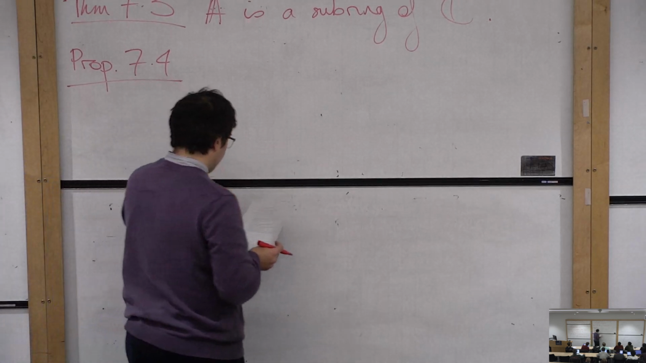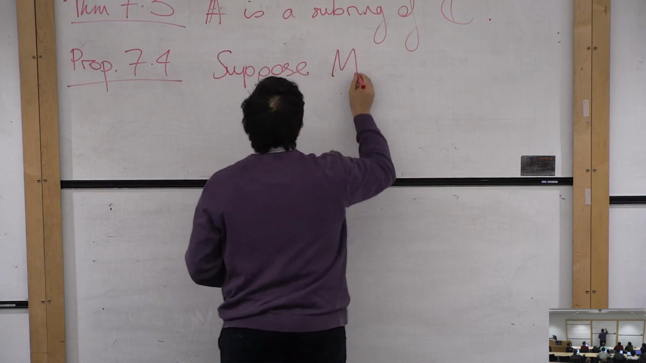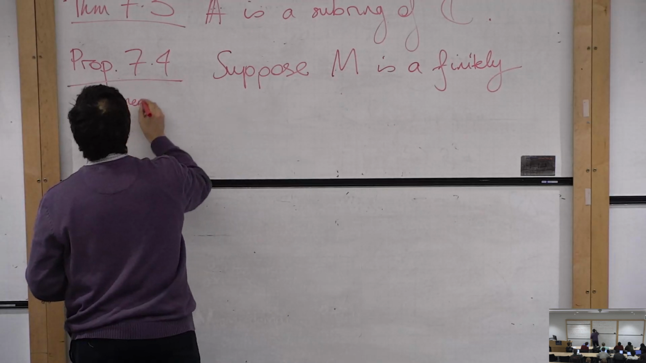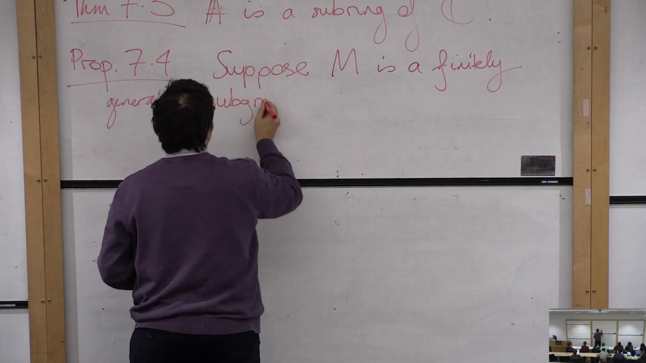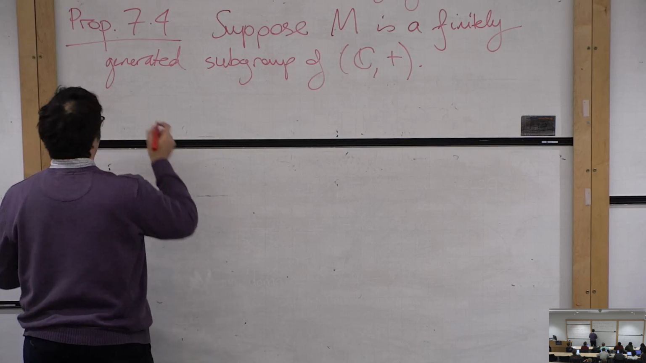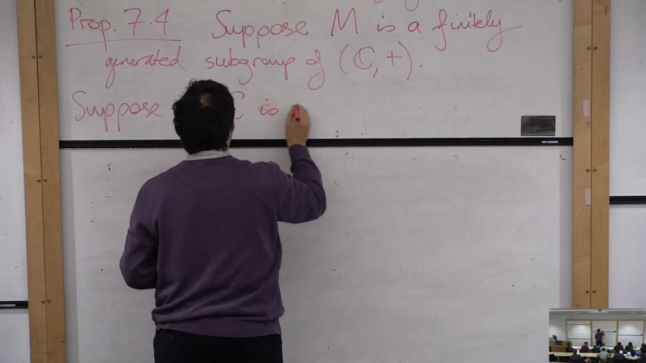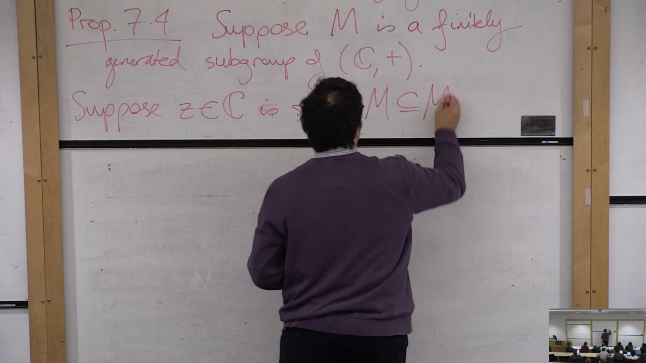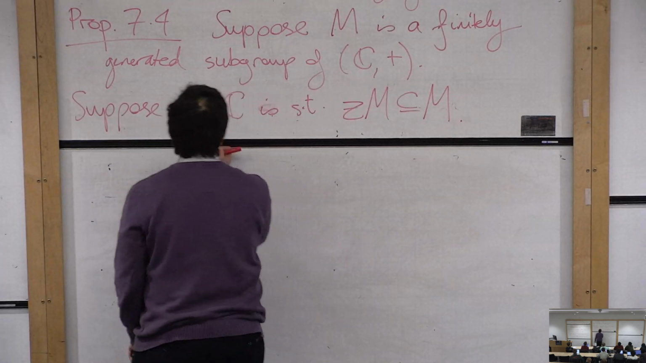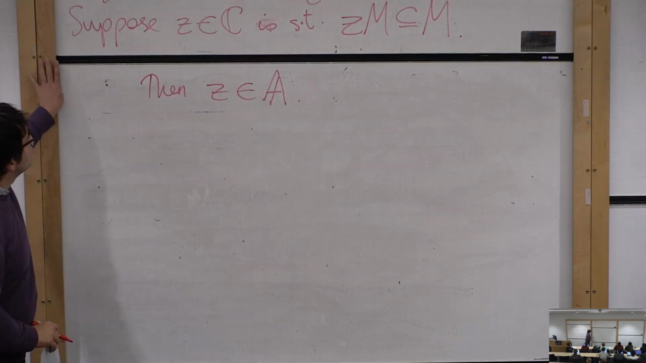More precisely, suppose I have such a thing called M, a finitely generated additive subgroup of complex numbers, and suppose z, the complex number, normalizes this lattice, this subgroup, in this sense: multiplication by z keeps you within M. Then, in fact, z must be an algebraic integer.